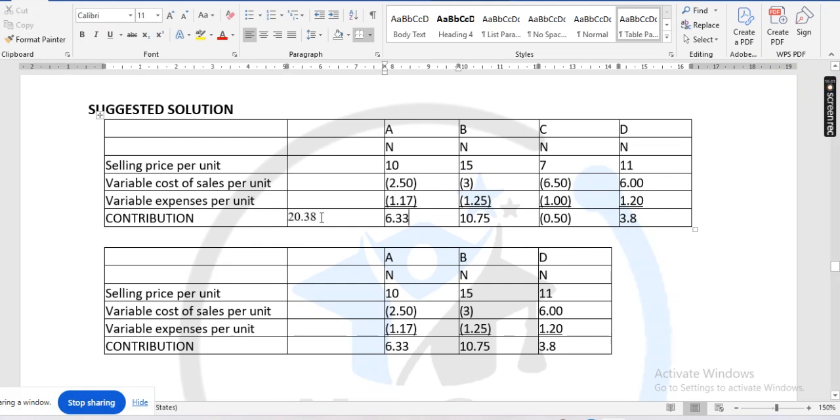Please don't call figures like that. We are not market women, right? We are professionals, right? So this is the total contribution here.